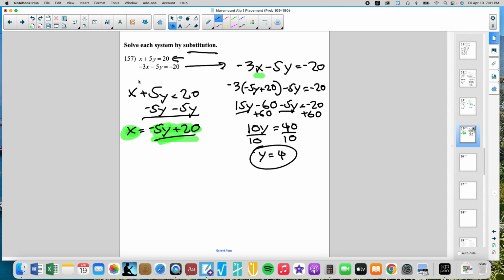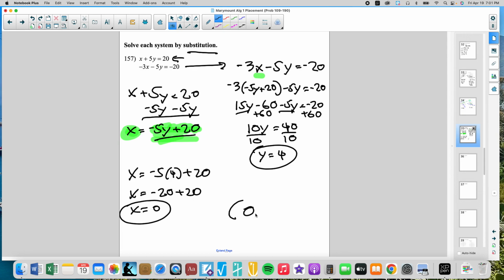So I'm going to take one of these equations. I'll take this equation because I need to find the x value. This is kind of set up for me to find out what it is. That's -20 plus 20. x equals 0. We're going to take the x value and the y value. This is the solution to the system. So nicely done.